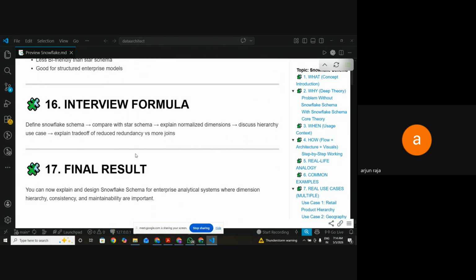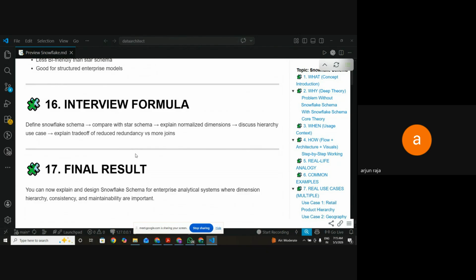Intro formula: define snowflake schema. What is snowflake schema? Then compare with star schema; we already have the table, you can tell that. Explain normalized dimensions. Discuss the hierarchy use case. Explain the trade-offs of reduced redundancy versus more joins.